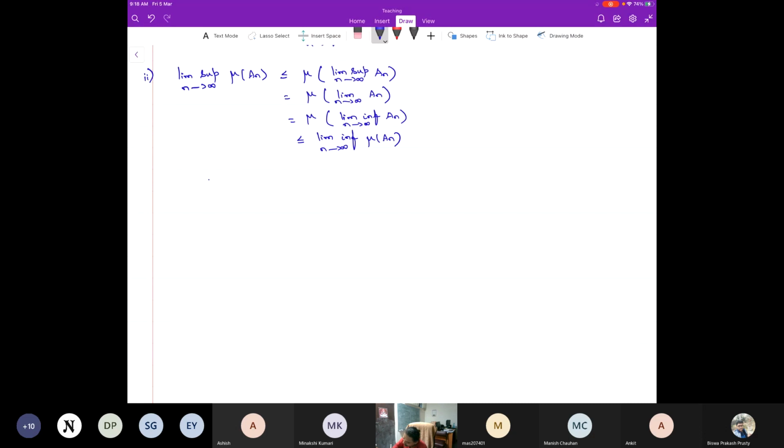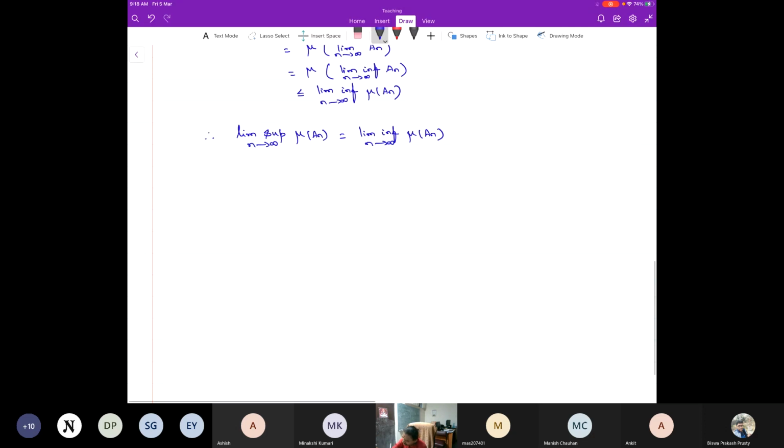So therefore lim sup of mu of a n is equal to lim inf of mu of a n, that is, this limit exists, right? So we have shown one part.